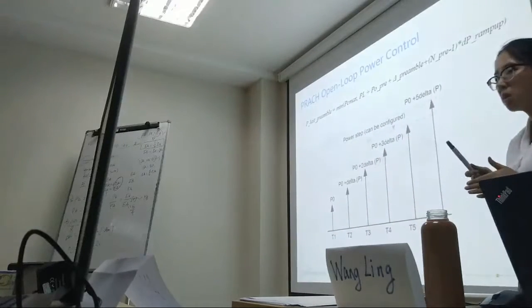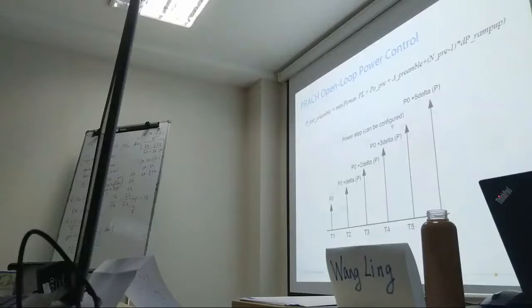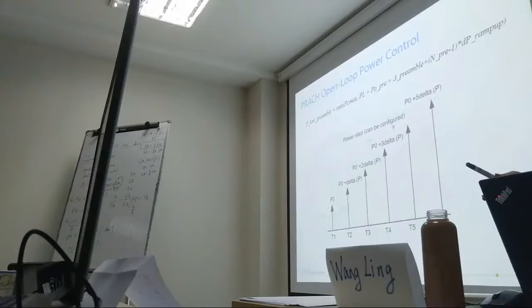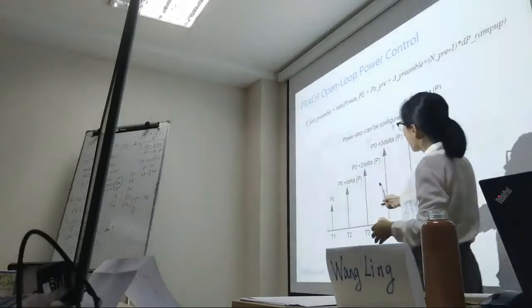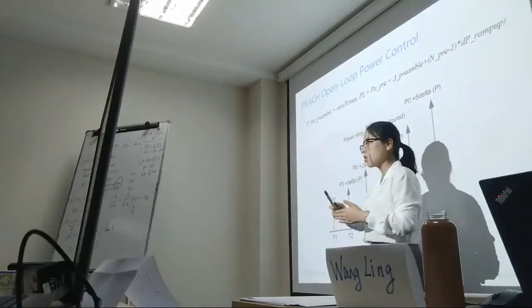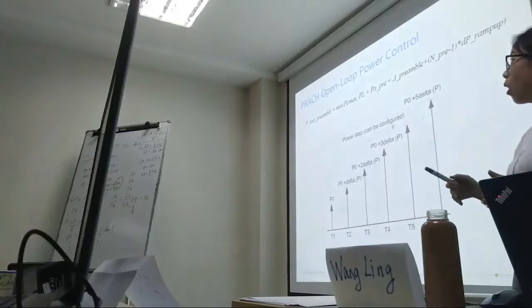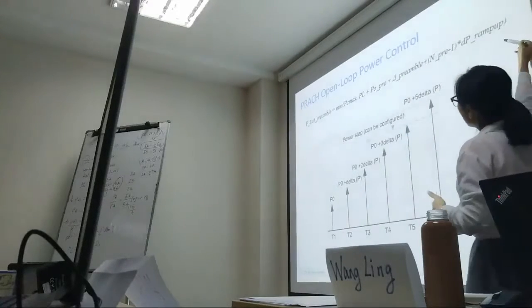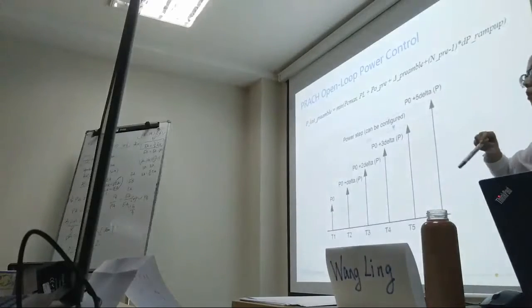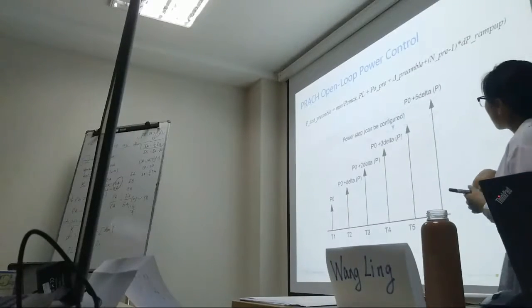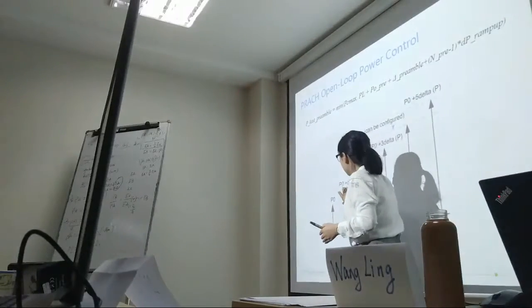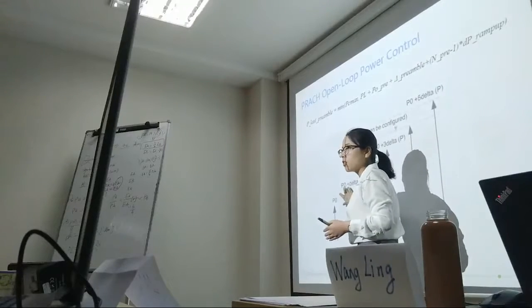But sometimes the preamble transmission fails, and you will transmit the preamble again. Because the first transmission failed, that means the power is not enough, so I need to enhance the power. So for each round we set a delta.